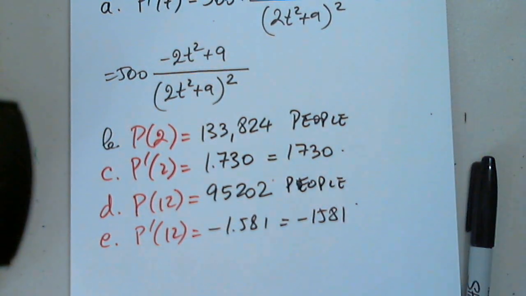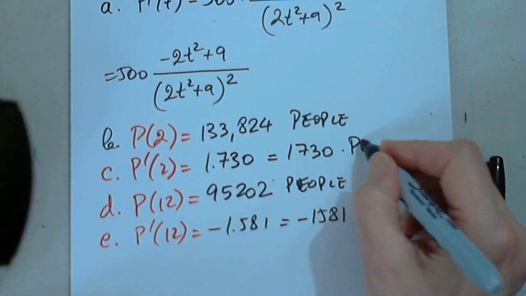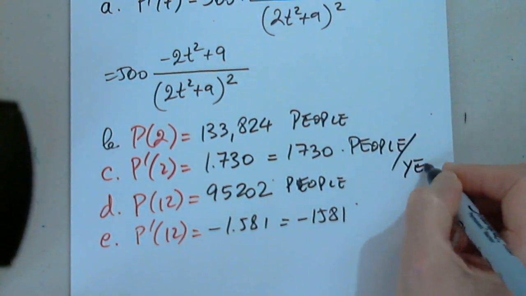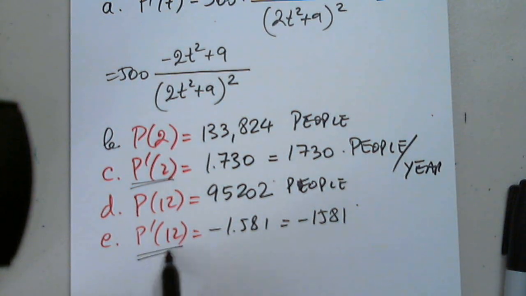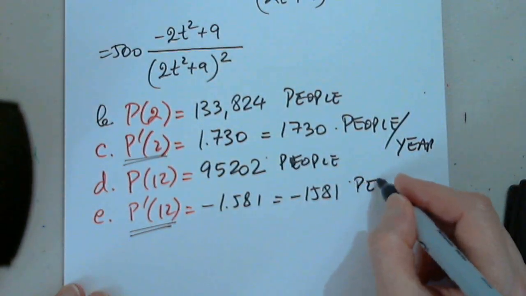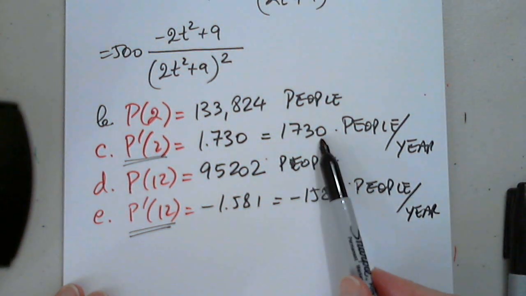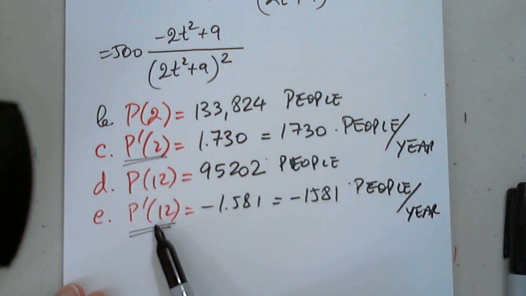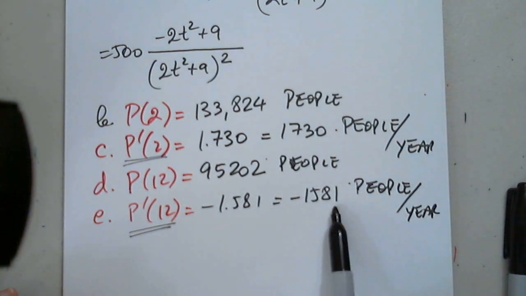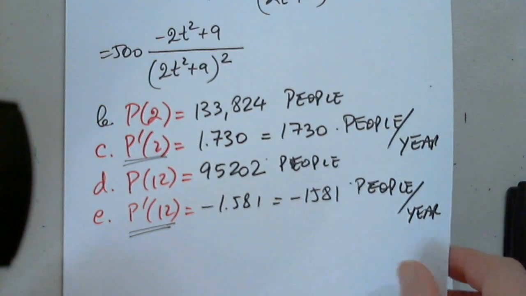But what about these two? People per year. Yes, of course. 2 measurement units for the derivative always. Very good, thank you. Which means this is a positive rate, but after 12 years, this is a negative rate. Good.